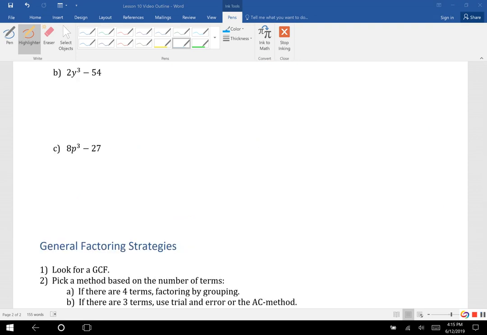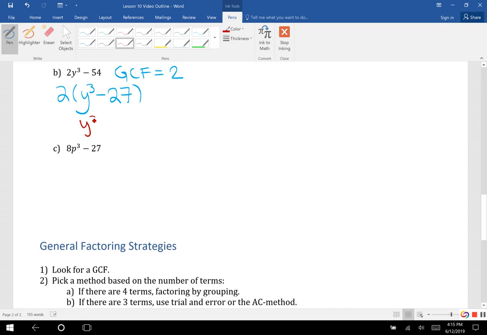All right, let's do 2 more. 54 is not a perfect cube, and neither is 2, but this problem has a greatest common factor of 2. And so if I pull the 2 out, now I've got y cubed minus 27. And 27 is a perfect cube. We have a y cubed minus 3 cubed. So using that pattern, this time we'll do the a cubed minus b cubed pattern.